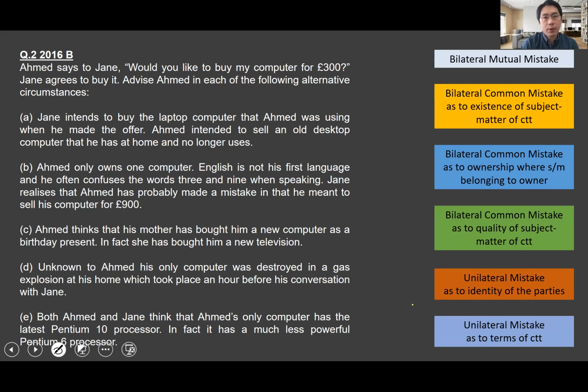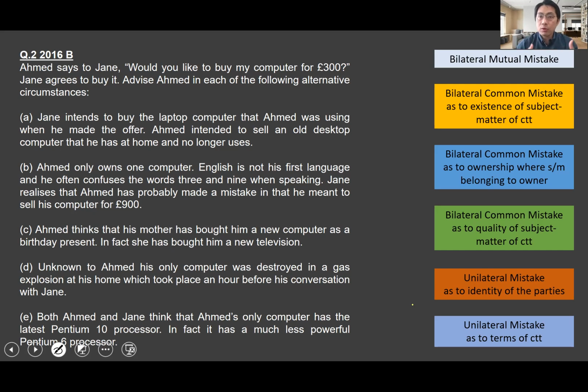Now, if you have gone through the question, let's just now run through this and very briefly try to look at each part, A, B, C, D, E, and to see which category of mistake it falls within. As a useful guide, whenever you look at an exam question like this, in relation to mistake, the first thing that you want to do is to see whether this is a mistake made by one party or 2 parties. That being the distinction between whether it is a unilateral mistake or a bilateral mistake.